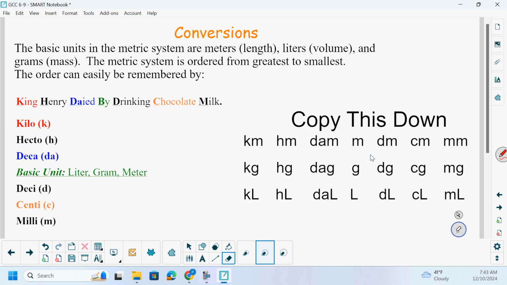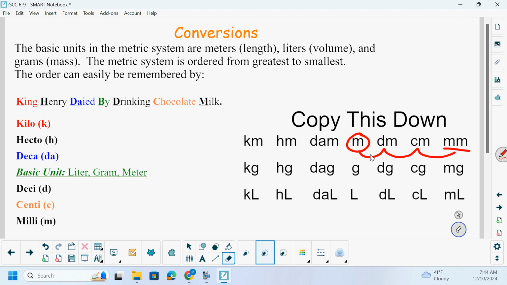Where it says copy this down, I added this right in your packet this year, so you don't have to copy it down. In years past, I had students copy it down. Basically, from this chart, you just find where you are starting and then where you're going to. So let's say you are starting at meters and you wanted to go to millimeters. Well, to get to millimeters, you've got to go to decimeters, centimeters, and then to millimeters.